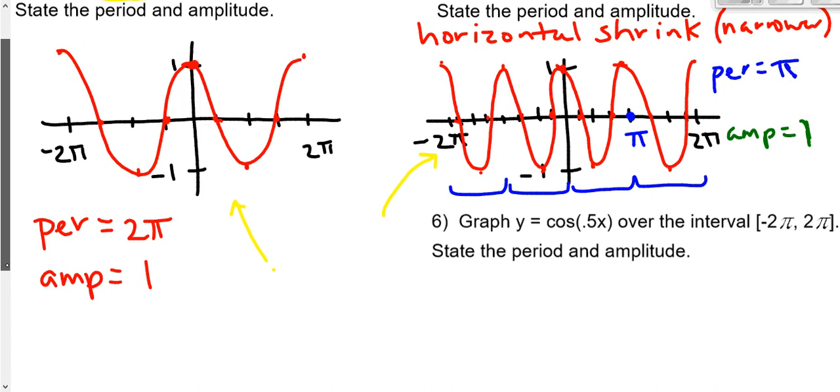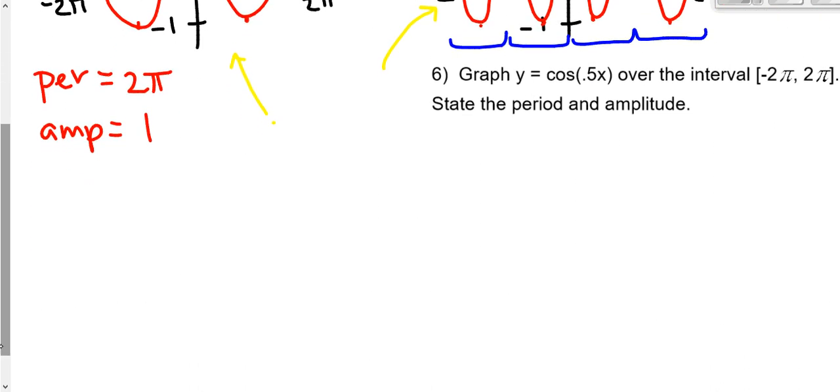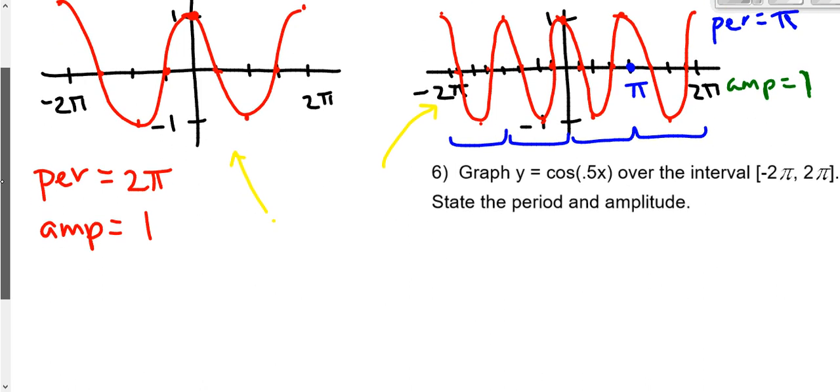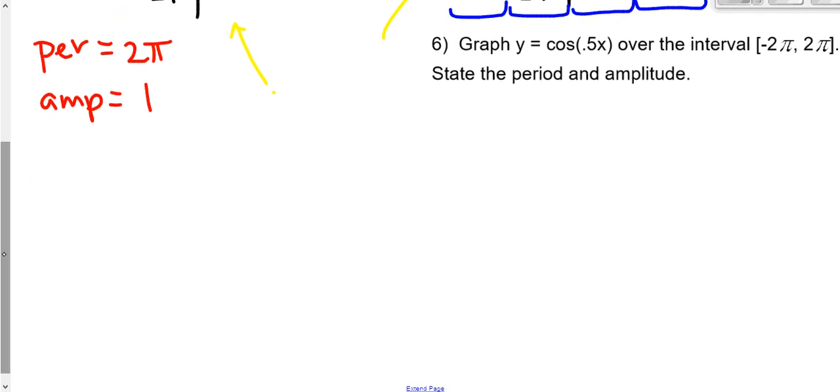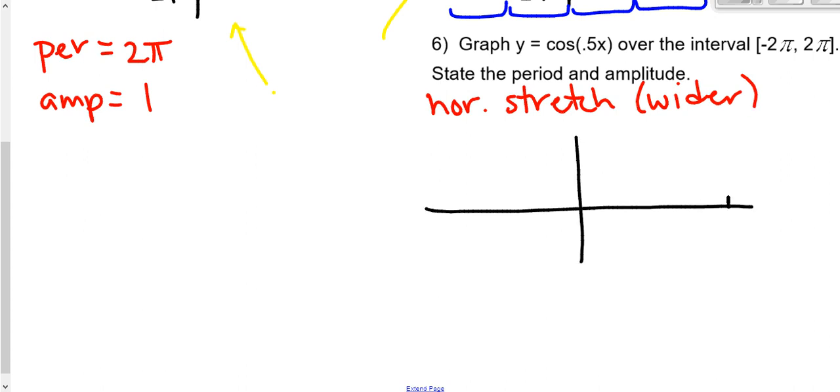Okay, let's do number 6. This is cosine of 0.5x, or 1/2 x. Guess how much fun it is? Half the fun. What does it mean to be half the fun? You're not going to get to go up and down as many times, so it's going to be wider. So this will be a horizontal stretch. It's going to look wider, 2 times as wide. So let's go ahead and see what that's going to look like. We're still graphing from negative 2 pi to 2 pi. But here's the thing.